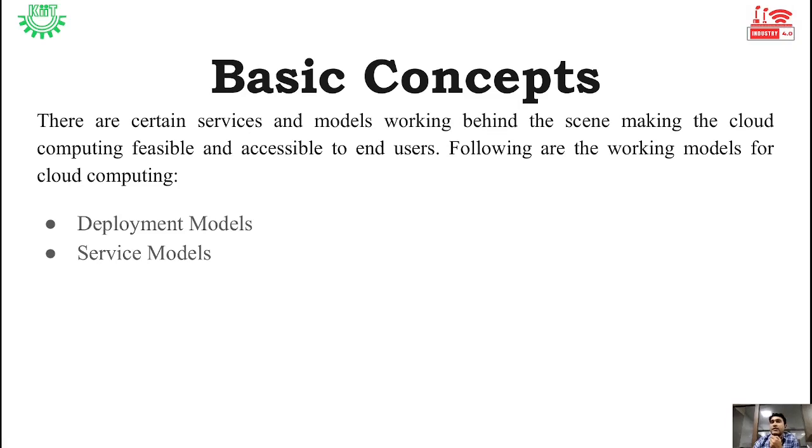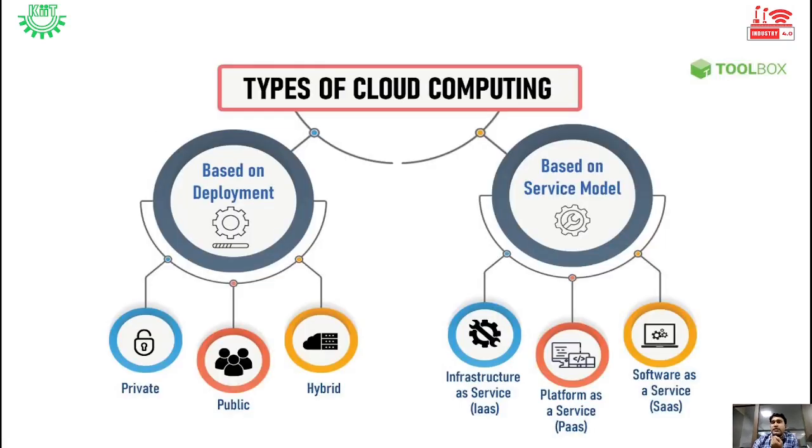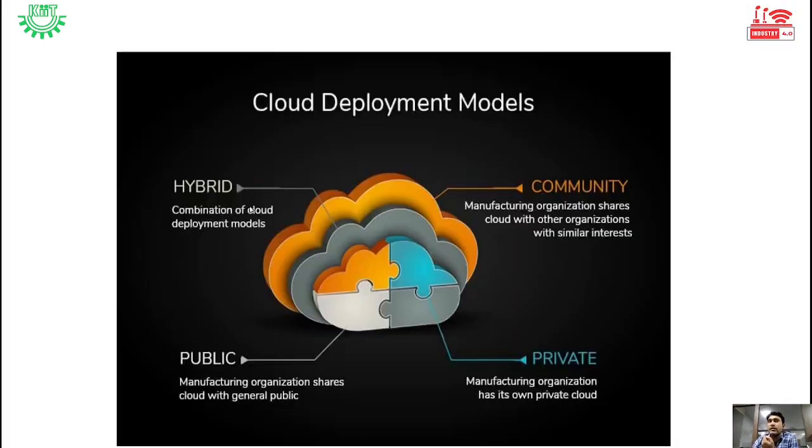Now let us discuss the basic concepts of cloud computing. So there are certain services and models working behind the scene, making the cloud computing feasible and accessible to the end user. So there are two models basically, the deployment models, and the service models. So we have different types of cloud computing based on these models. Based on deployment, the cloud computing can be categorized into private, public, and hybrid clouds. Similarly, based on service model, it can be divided into infrastructure as a service, platform as a service, and software as a service. However, if you look into the deployment based cloud computing, there is another category also called the community cloud. That also we will discuss. So this diagram actually shows the additional community cloud.